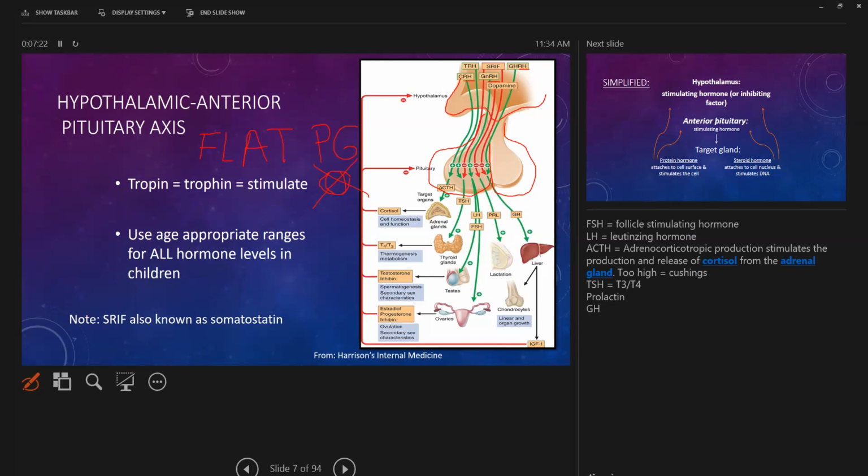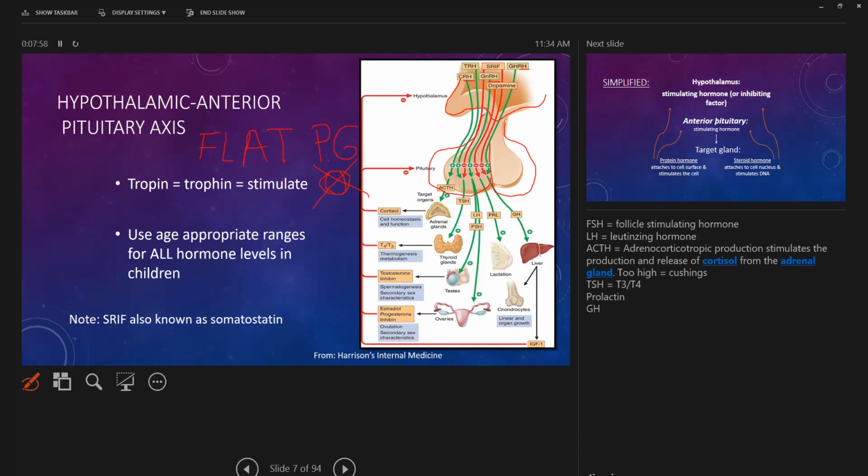So there's no I here, right? So a flat pig with no I, and that's FSH, LH, ACTH, TSH, prolactin, and growth hormone. So a great way to easily memorize those anterior pituitary hormones. The main thing is that this hypothalamic pituitary axis sounds daunting, but it's really not. Basically, you have a releasing hormone that triggers the release of another hormone that's stored in the anterior pituitary.